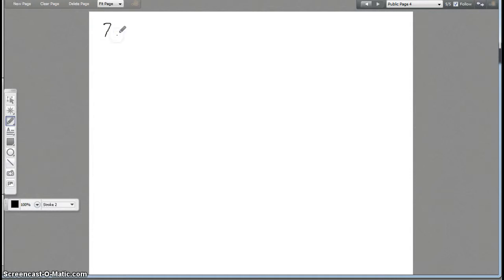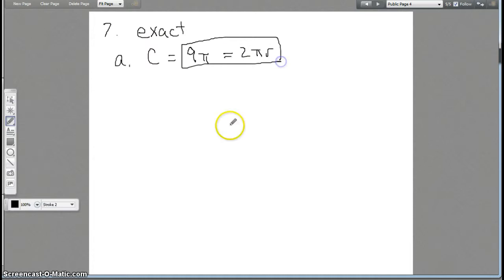Okay, let's look now at problem number 7. Problem number 7 says to find the exact radius, so again, exact means we leave pi in our answer, of a circle with a circumference. It gives you 2 different values for circumference and 2 different values for area. So let's say that our circumference is 9 pi. If the circumference is 9 pi, we know that that is 2 times pi times r. So we can solve this equation here for r.